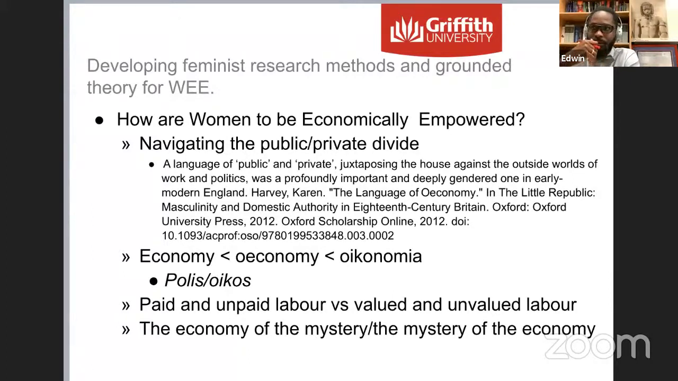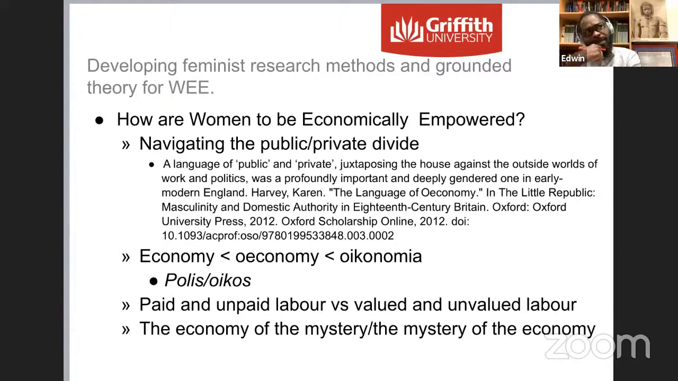So this public and private is gendered. It's very gendered, and it's gendered in ways that are profound, in ways that are present even now. We don't even think about them, or we assume that they're natural, when actually it takes a lot of work to keep them like that.